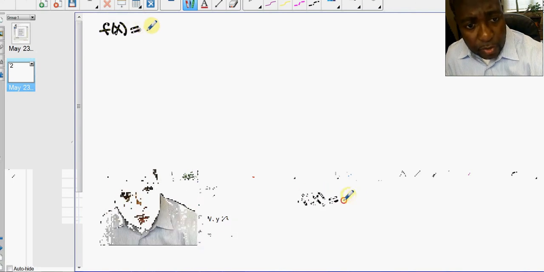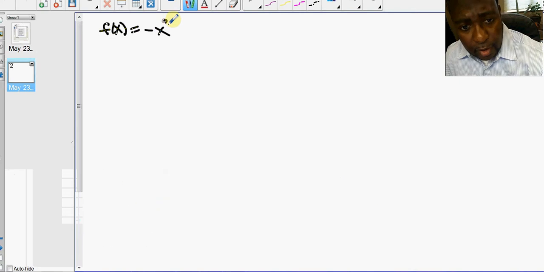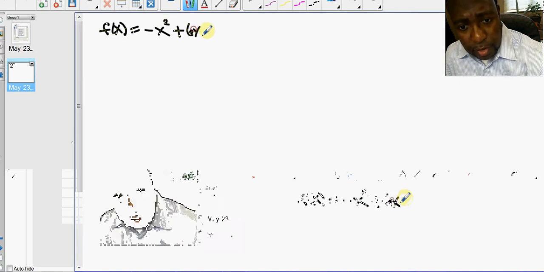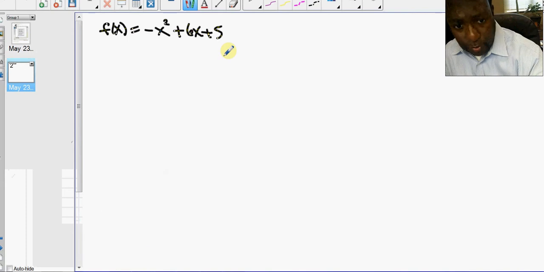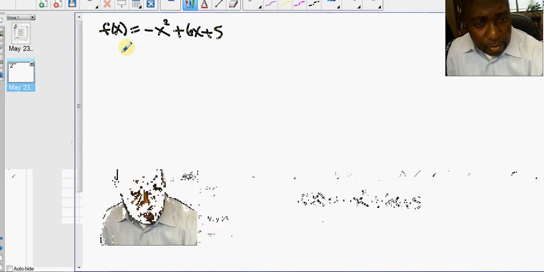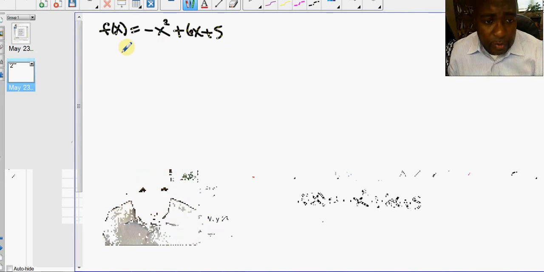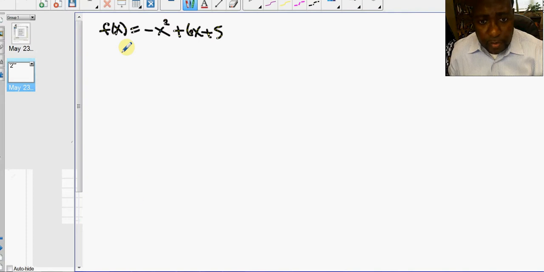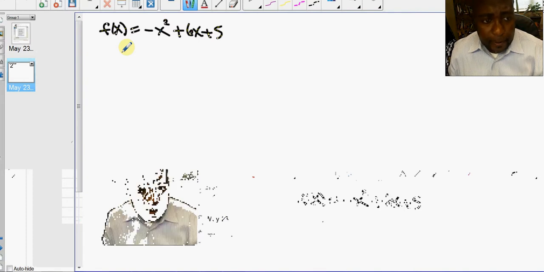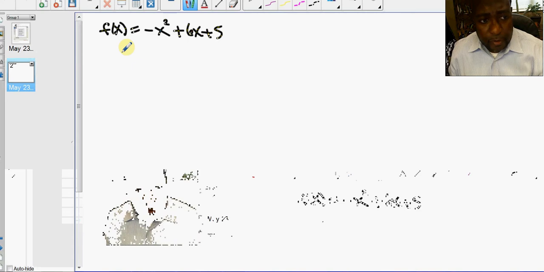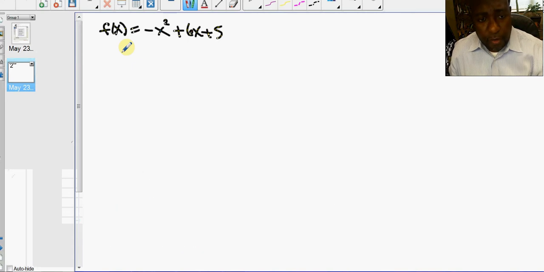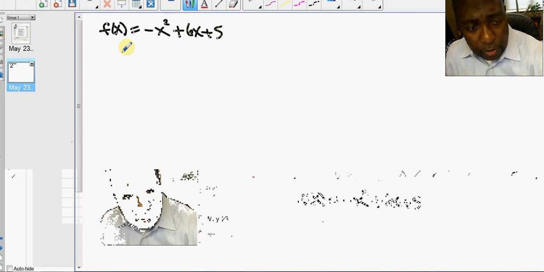F of x is equal to negative x squared plus 6x plus 5. That was the first one. So what I'm going to do is find the vertex, the x-intercepts, and then take the second function, find its intercepts, and then find the points of intersection, and then graph both of these two graphs.